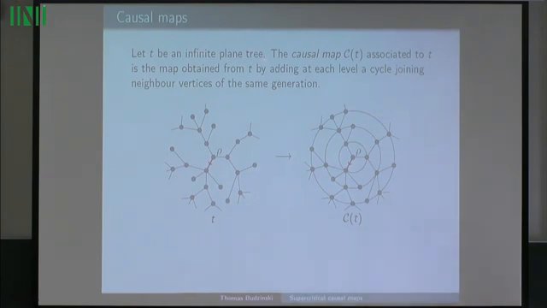We start from an infinite plane tree, T, just like this one, and at each level we add a cycle around the root, which visits all the vertices of the same generation from left to right, just like here. Okay, so I obtain an infinite planar map, which I call the causal map associated to T. And what I'm going to be interested in this talk is the case where the underlying tree here is a supercritical Galton-Watson tree conditioned to survive.